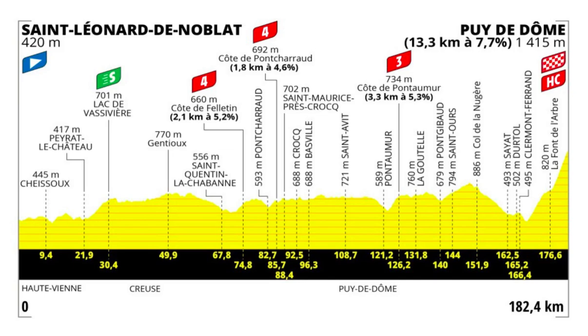So let's move on. The stage is 183 kilometers long, from Saint-Léonard-de-Noblat to a mountaintop finish at the Puy de Dôme. Some rolling terrain before the final climb. It looks a bit like a Vuelta stage with one mountaintop finish, but it's pretty much harder than those Vuelta stages.